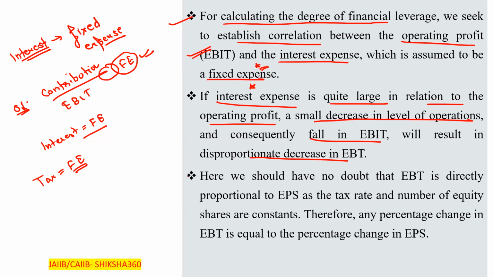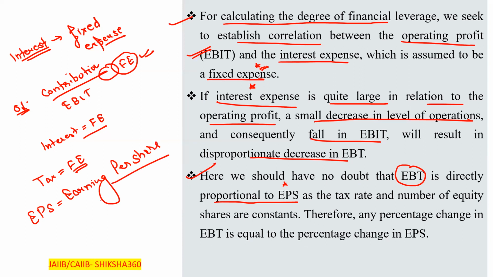We should have no doubt that earning before tax is directly proportional to EPS. Can anyone tell what EPS is? That is earning per share. So EBT is directly proportional to earning per share, as the tax rate and the number of equity shares are constant, or fixed, here.